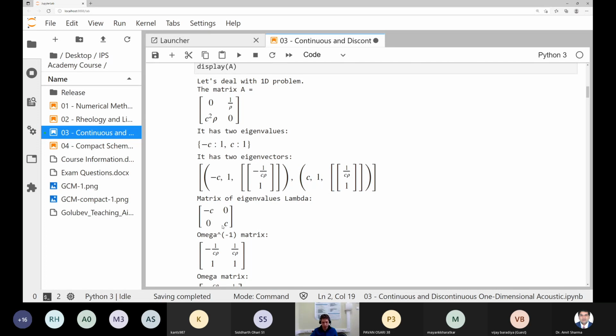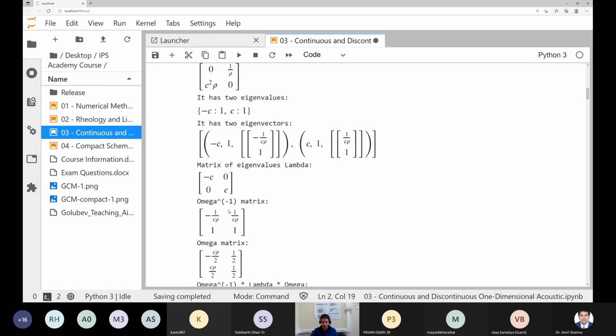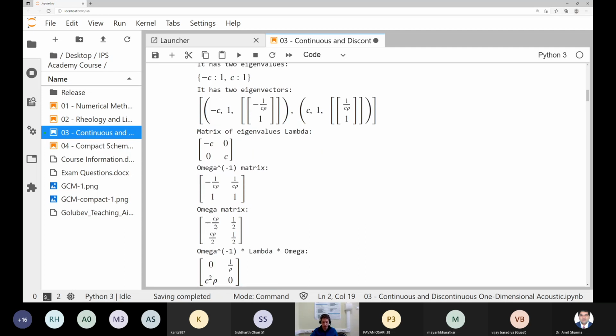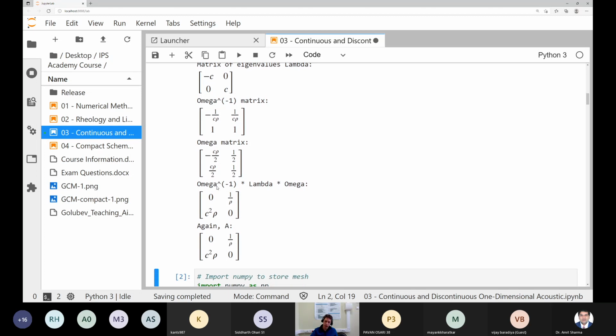So we compose the matrix lambda. This matrix is diagonal. We can compose easily, row by row, the matrix omega minus to the power of -1. We can analytically calculate the inverse matrix to obtain omega, with rho C multiplied by 1/2. So we can check that A is equal to omega^-1 multiplied by lambda multiplied by omega. So this is a correct representation of our matrix A.